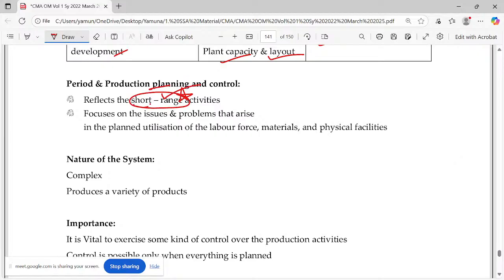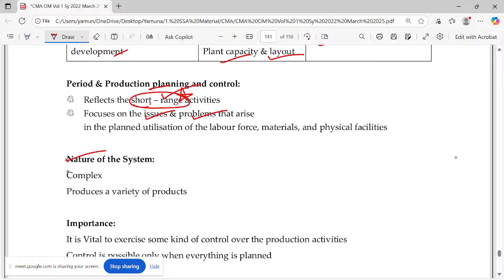Please highlight. We may be having 3 terms, but usually when we talk about production planning and control, if you are not going to buy the machinery, then we are going to talk about the short range activities only. So you relate directly, you focus on what are the issues and problems that arise and you deal with that.